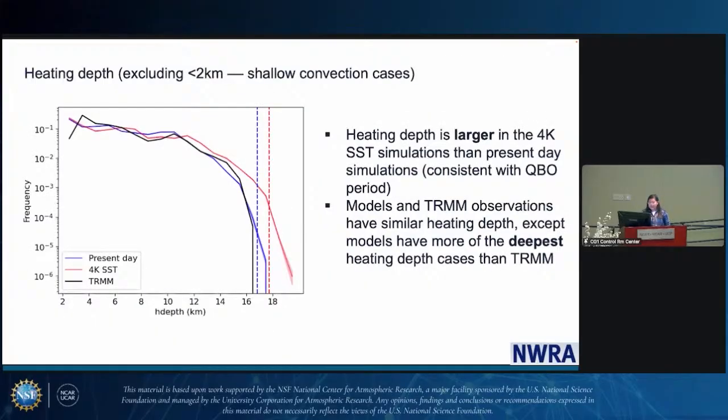And the heating depth is an important parameter in the Beres scheme. Looking at the present day and 4K SST simulations, the dashed lines indicate the tropopause height. We could see an increase of the tropopause height when SST increases. And the black line is the TRMM observation. Comparing to the TRMM observation, we have similar heating depths, except the model has more of the deepest heating depth cases than the observation.